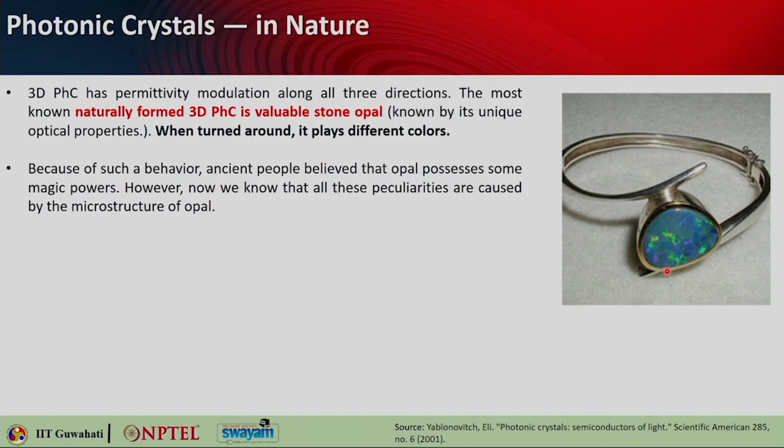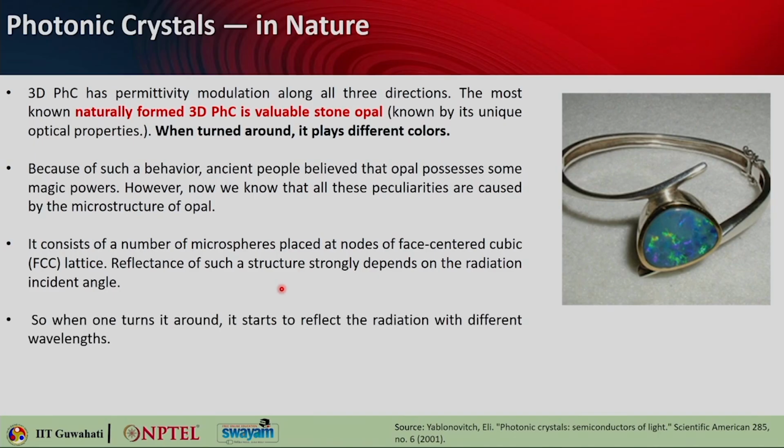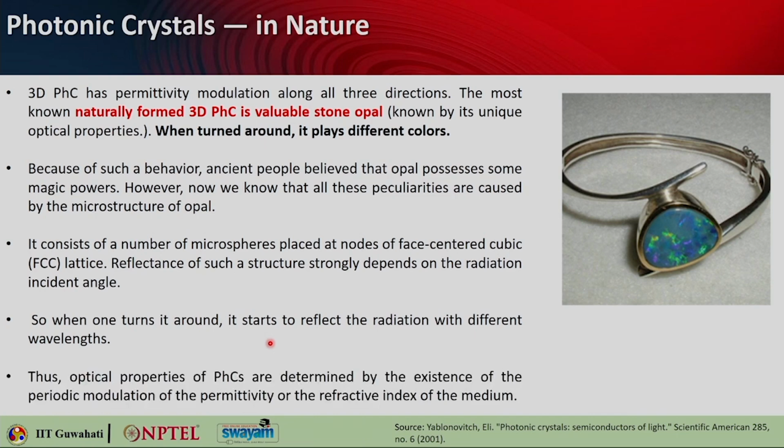But later on they could understand when the scientists put this opal into a microscope and they could see the microstructure of the opal, they figured out that this consists of a number of microspheres which are placed at the nodes of an FCC lattice. FCC is face centered cubic lattice, and because of those they are able to reflect light at different angles, or you can say the reflectance of the structure is strongly dependent on the incident angle. So, when someone turns it around, it starts to reflect the radiation with a different wavelength. So, that is the speciality of this particular photonic crystal. So, these are 3D photonic crystals.